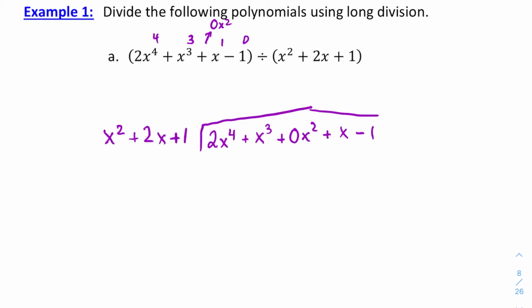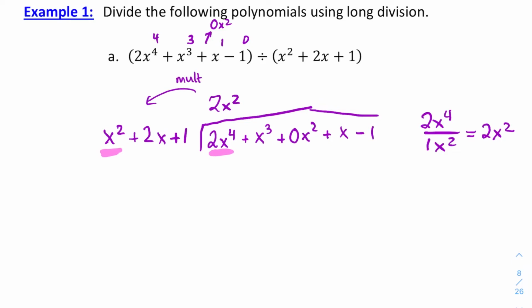So kind of like when we divided our numbers, we looked at our first digit, we're going to look at our first term, 2x to the fourth, and see how many times x squared will go into it. So if I divide 2x to the fourth by x squared, I get 2x squared, and that's going to be the first part of my result. Kind of like I multiplied my 1 back times 5 and then subtracted, I'm going to multiply my 2x squared result back times all 3 terms that are on the outside, and then I'm going to subtract that result.